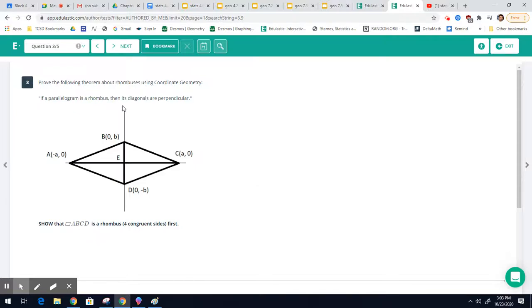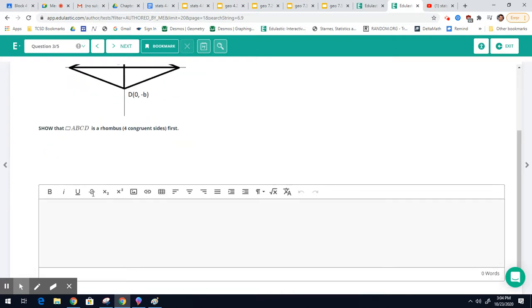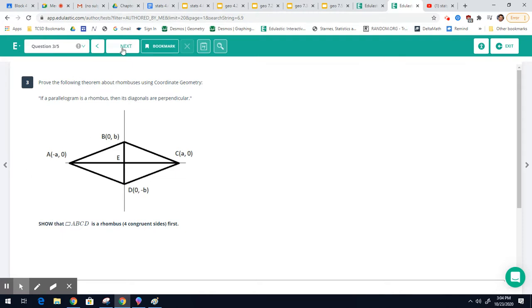Last one I want to show you. It says, prove the following theorem about rhombuses using coordinate geometry. If a parallelogram is a rhombus, then its diagonals are perpendicular. Show that parallelogram ABCD is a rhombus, has 4 congruent sides first. That's the first thing I want you to do: make sure this is a rhombus. So let's do that here. I'm going to do it up here, and then I'll put the answers down below.